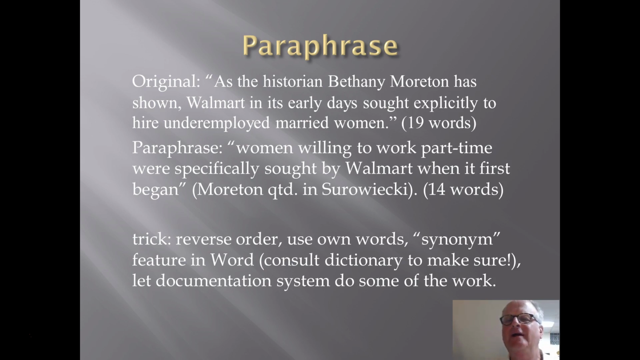Okay. How do we paraphrase? And again, this is taking somebody else's words and turning it into a sentence of your own. And I have a couple of suggestions here for how to do this. Here's the original sentence that comes from Surowiecki, as a historian Bethany Morton has shown. Walmart in its early days sought explicitly to hire underemployed married women. And so I turned this around and turned it into my own words. Women willing to work part-time were specifically sought by Walmart when it first began. And here I've indicated that it's quoted from Moreton, and it's in Surowiecki's article. And you can see I've gotten it to 14 words from 19 words.